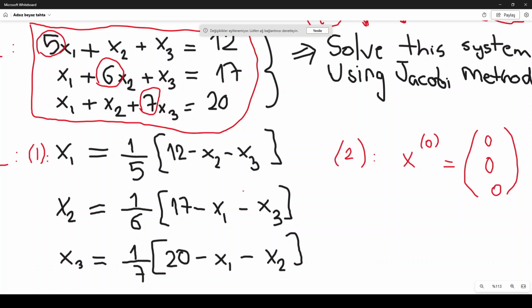And the very first step to take is what? Well, the very first step to take is I need to rewrite each equation in terms of the corresponding unknown variables. So here you see I write x1.